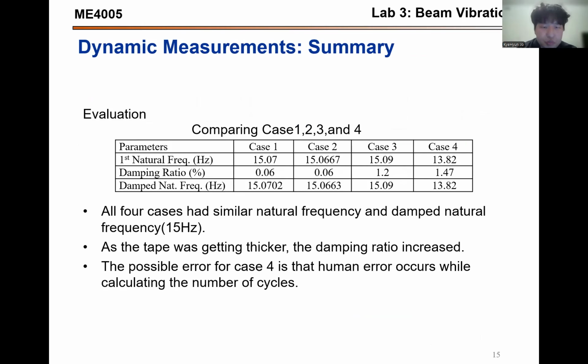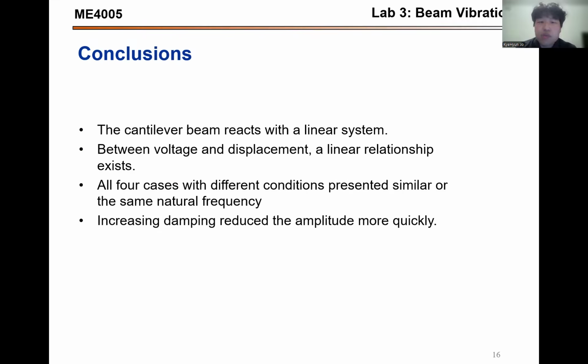In summary, the natural frequencies are almost the same under the different conditions, but the damping ratios are all different. As the tape got thicker, the damping ratio increased. I would say the possible error for case 4 is human error that might occur while counting the number of cycles. So the conclusion is that the cantilever beam reacts as a linear system. Between voltage and displacement, a linear relationship exists, which also works with Hooke's law. All four cases with different conditions presented similar or the same natural frequency. The last one is that increasing damping reduces the amplitude more quickly.